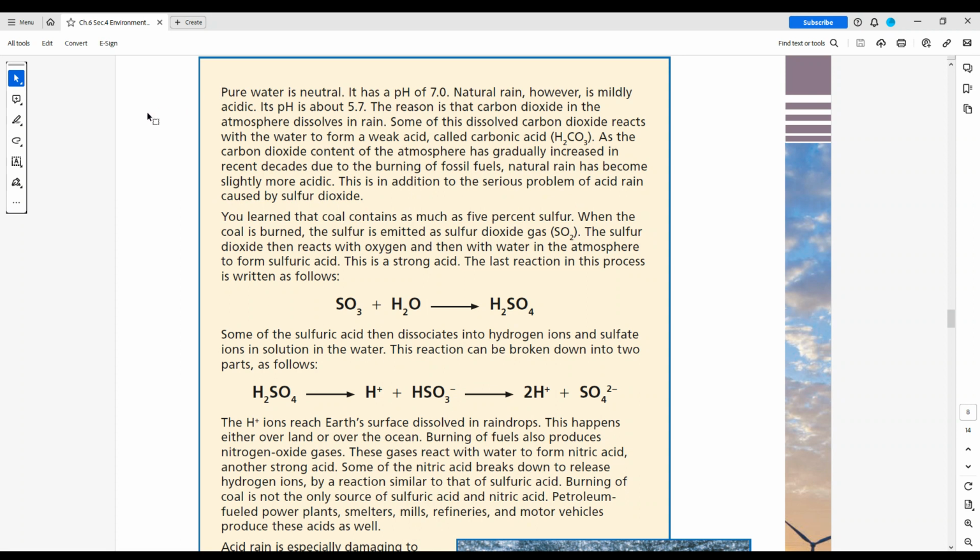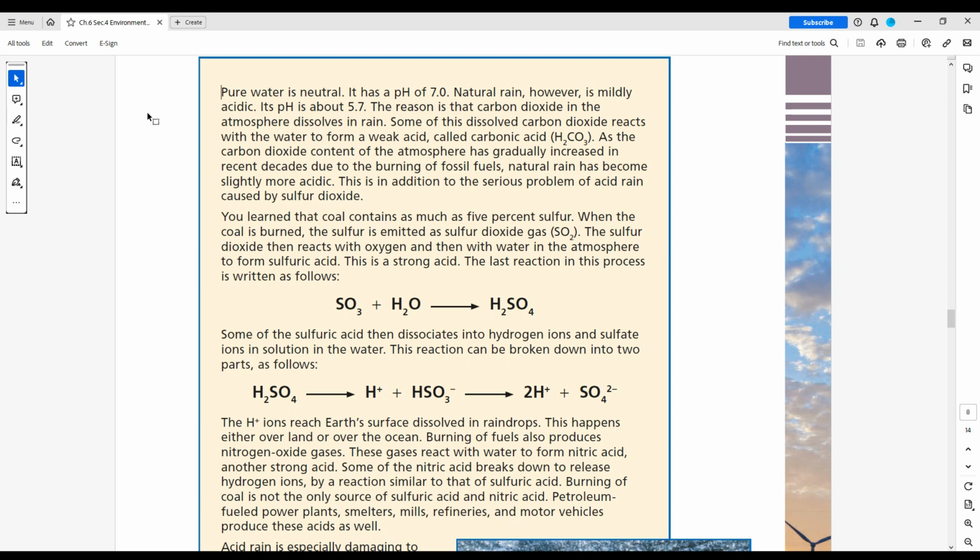Pure water is neutral. It has a pH of 7. Natural rain, however, is mildly acidic. Its pH is about 5.7. The reason is that carbon dioxide in the atmosphere dissolves in rain. Some of this dissolved carbon dioxide reacts with the water to form a weak acid called carbonic acid.